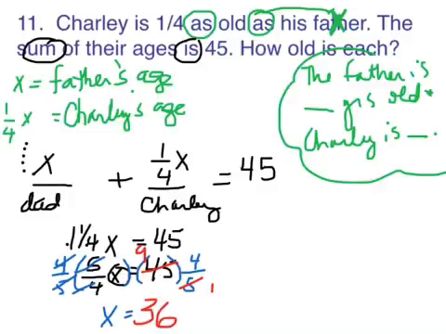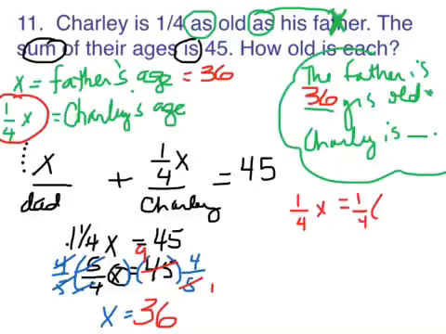X equals 36. Do not circle that and tell me that's your answer. What was X? Oh, that was the father's age. So you know what? The father is 36 years old. How old is Charlie? Well, Charlie is a fourth times X. So that's a fourth times 36. 4 goes into 4 once. 4 goes into 36 9 times. So that's 9. Charlie is 9. And there you're done.